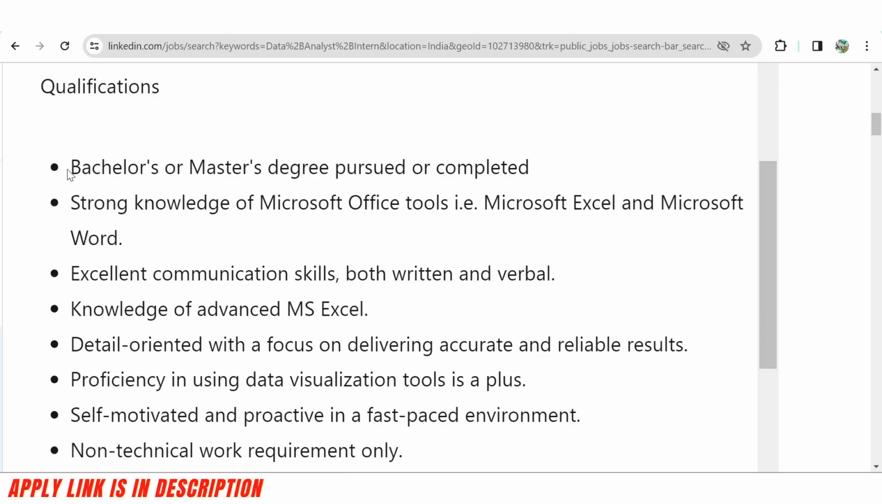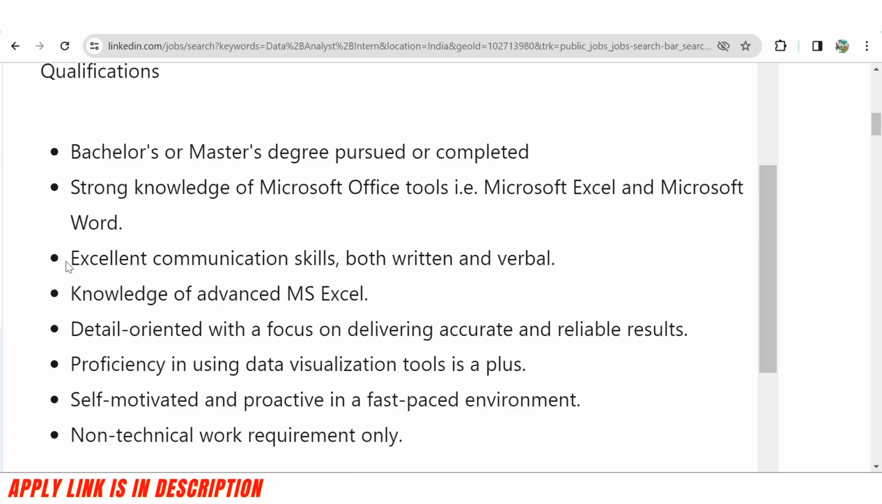If you are pursuing or have done your bachelor's or master's degree, you can apply here. You must have strong knowledge of Microsoft Office, Excel and Word. You must have excellent communication skills, both written and verbal. You must have knowledge of advanced Microsoft Excel. You must have proficiency in using a data visualization tool, for example Power BI or Tableau.